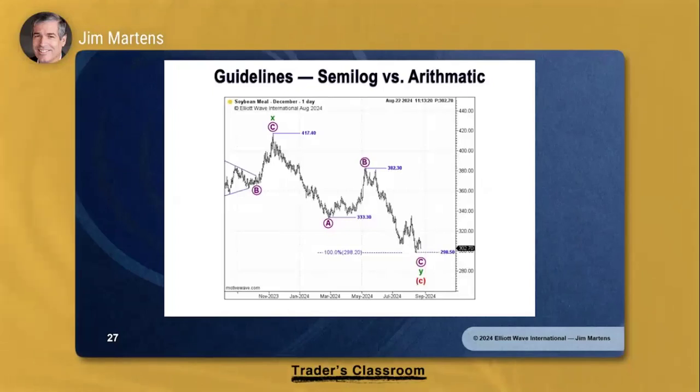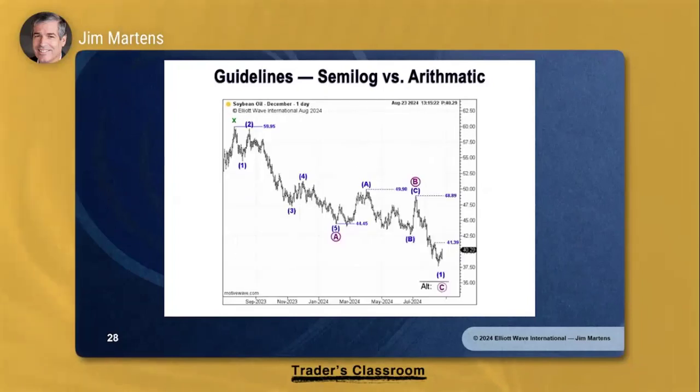Here we have soybean meal, a daily chart of soybean meal that shows the positive exact for 1740. Wave C travels a similar distance as wave A, and as I previously stated, equality in the zigzag is a common relationship, so we're looking for a low here in soybean meal. Contrast that with this chart of soybean meal.